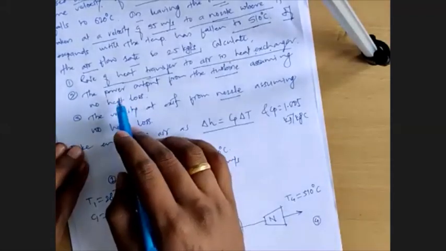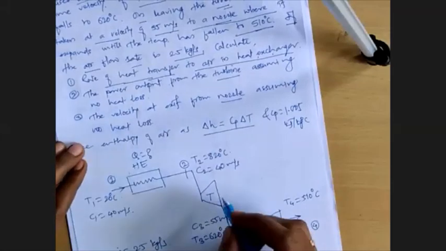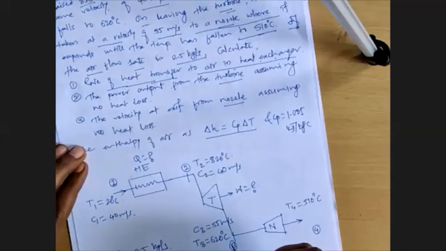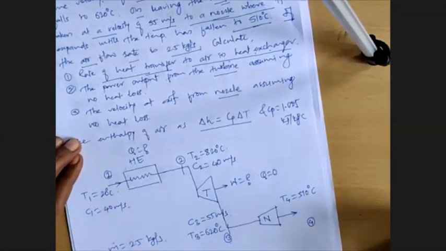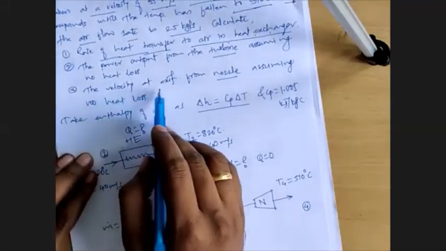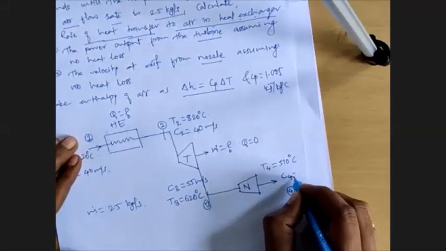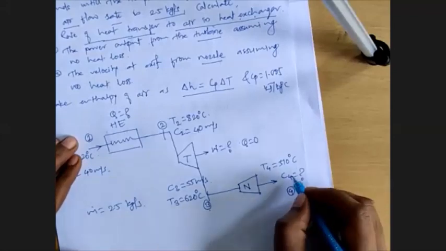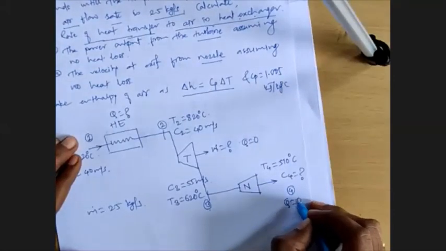For the turbine, the power output from the turbine assuming no heat loss. So for the turbine, we need to find this W. And for that one, Q is equal to 0, that they have mentioned. And the third one, the velocity at exit from the nozzle. So here we need to find C4, that is the velocity at the exit, assuming no heat loss. So here also Q is equal to 0.